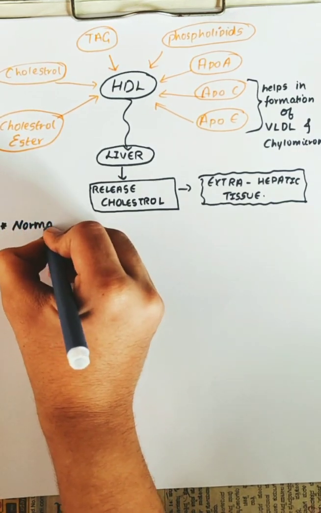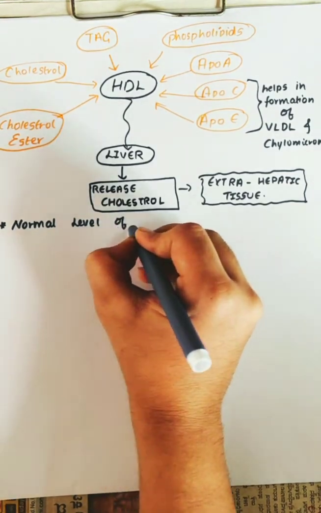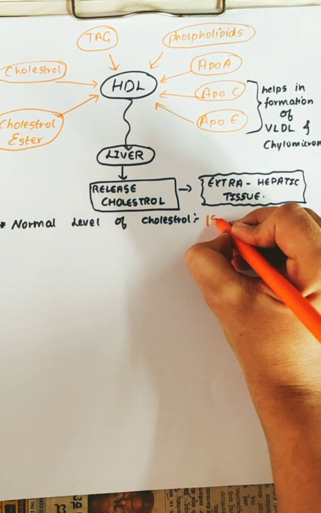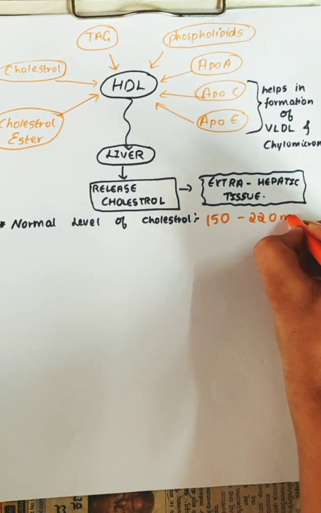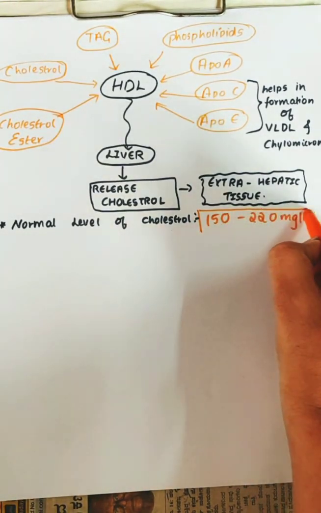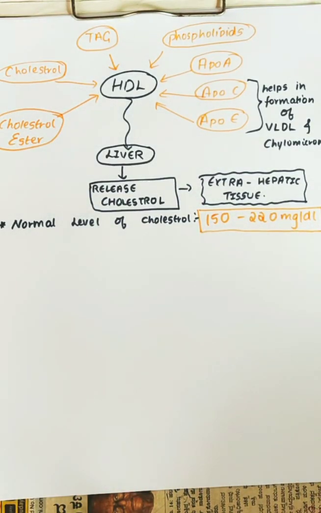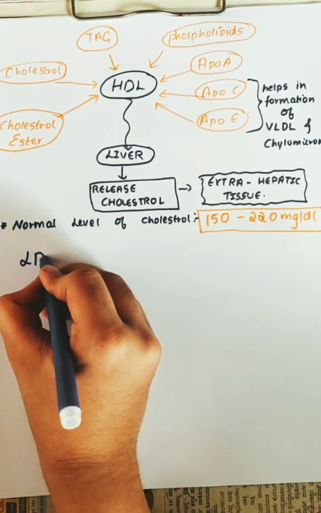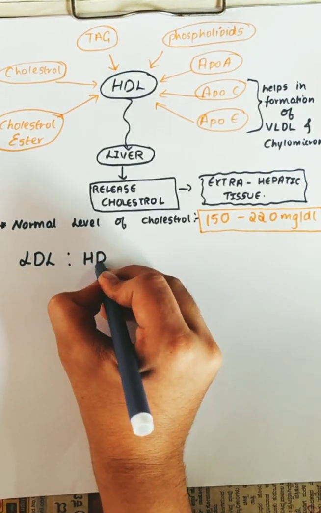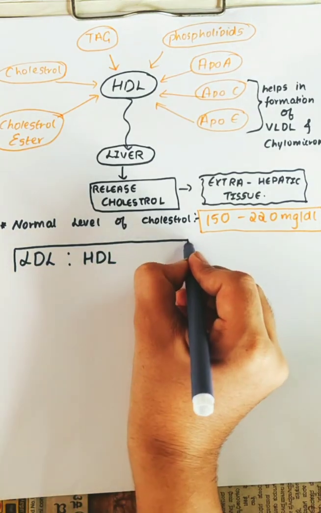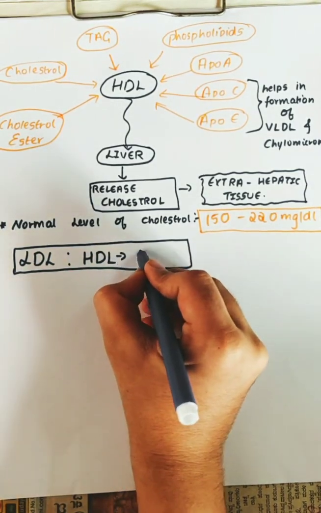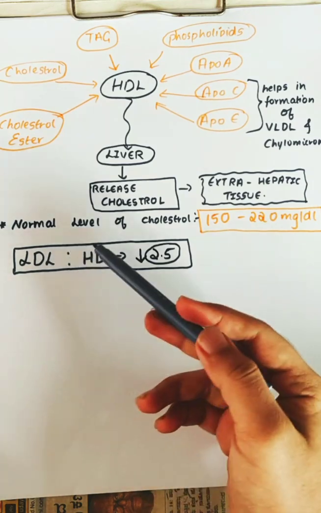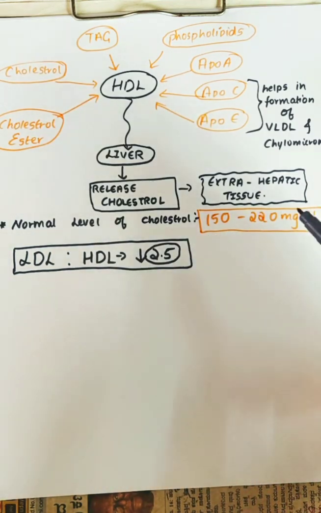So the normal level of cholesterol in our body is 150 to 200 mg per dl. Remember this thing. Always the LDL to HDL ratio should be less than 2.5. Always the ratio of low density lipoprotein to high density lipoprotein should be less than 2.5.